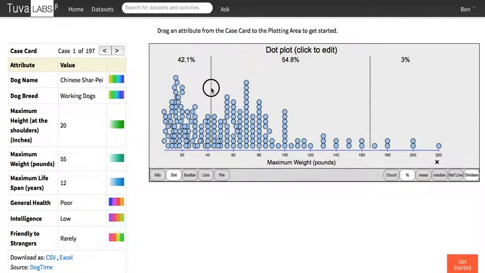We can move the dividers and place them where most of the dogs seem to be clustered. So notice that 34.5% of the dogs seem to weigh between 0 and 30 pounds. 54.8% seem to weigh between 30 and 100 pounds, and 10.7% seem to weigh between 100 and 220 pounds.